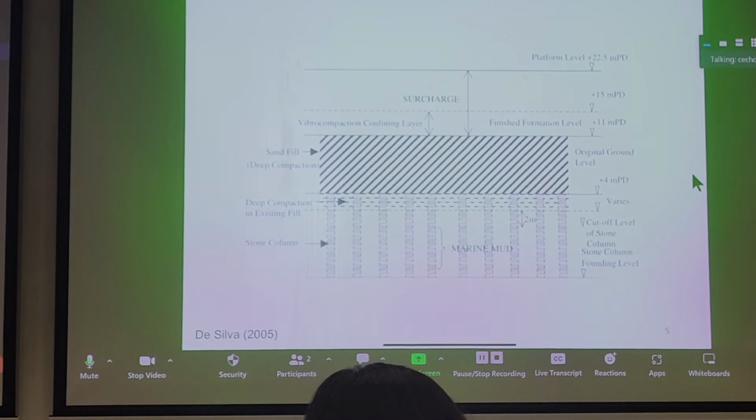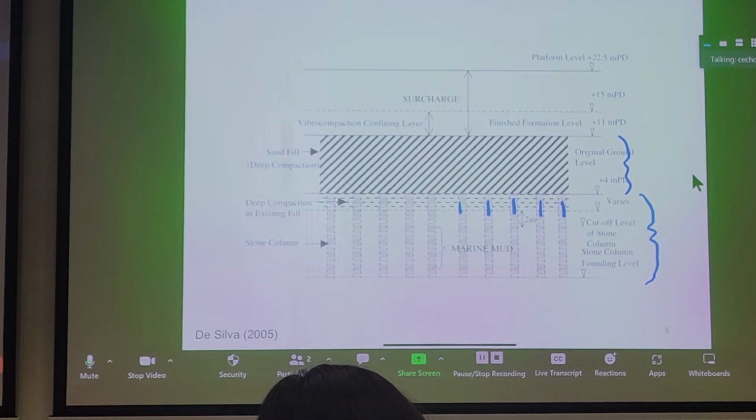If you want to look at a cross-section of how this looks, initially you have the marine mud here, and then you have stone columns essentially sunk in here. And on top of that, we have preloading. The preloading does a few things. It mobilizes the strength in your stone columns, and it also causes consolidation underneath. You can probably imagine that you'll get some sort of arching behavior here, but you'll also get differential settlement between the marine deposits and the stone columns.